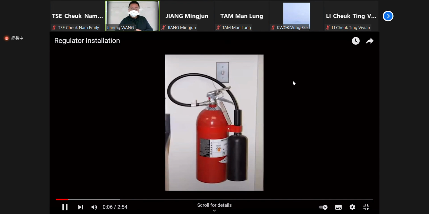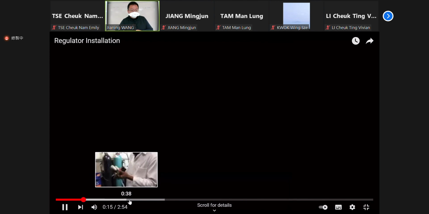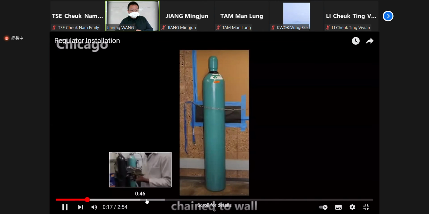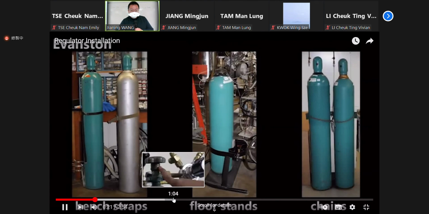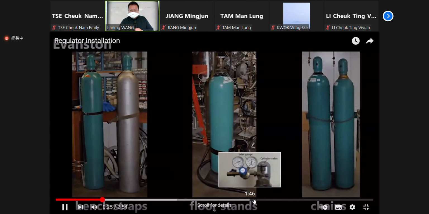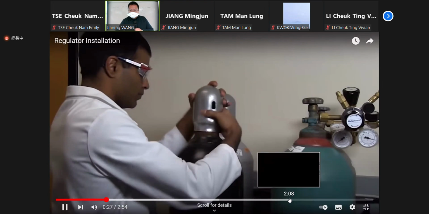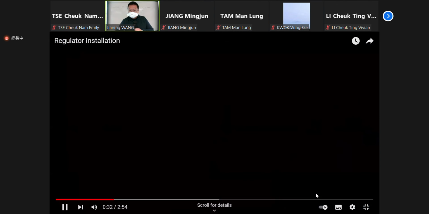Before working with fuel gases or oxygen, be sure that an approved fire extinguisher is readily available. Ensure that the cylinder is properly secured. In Chicago, cylinders must be chained to the wall. In Evanston, cylinders may be secured by bench straps, floor stands, or chains. Remove the cylinder cap. Remove debris from the cylinder valve.